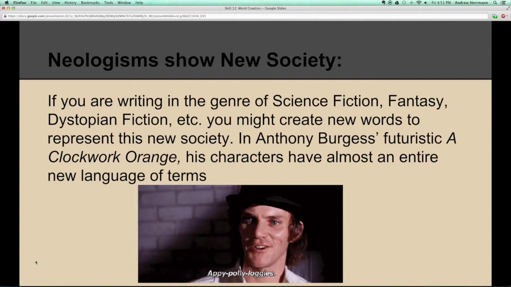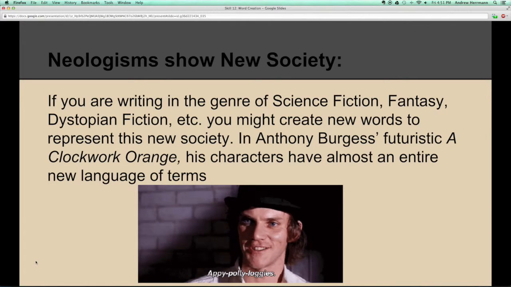The words we use today are totally different, or a lot of them are totally different than words used 150, even 20 years ago. So to indicate a new culture, a new society, you can invent new words to add to the realism there, or the pseudo-realism, I guess.